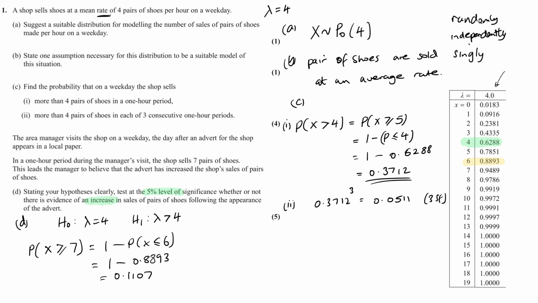So here this is like 11%. It's obviously not less than that 5% that we need. So we can say that 0.1107 is greater than 0.05. Therefore, we do not reject H0. Or you can say accept H0. It's up to you how you want to go about that.